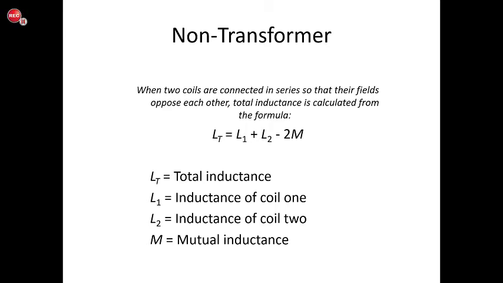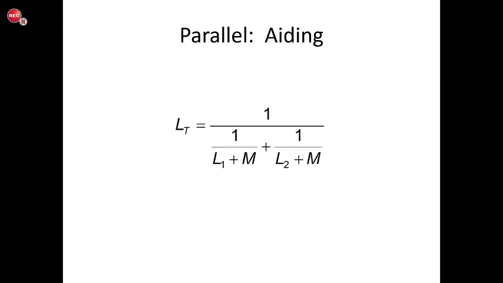So if the two inductors are opposing one another, the mutual inductance will be subtracted. So when we find the total inductance of a circuit, we will add the inductances together, and then we'll subtract 2 times the mutual inductance. It's possible for inductors to be in parallel and aid each other.